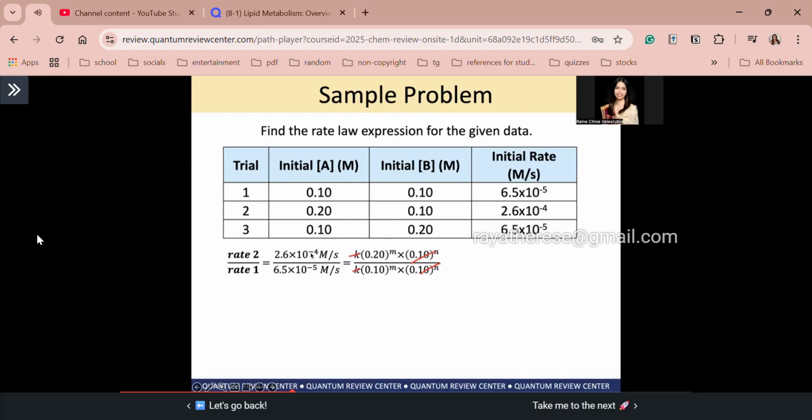So 2.6 times 10 to the power of negative 4 divided by 6.5 times 10 to the power of negative 5, we will get 4, diba? Tapos, tingnan nyo guys, 0.2 to the power of m divided by 0.1 to the power of m, that is equal to 2 to the power of m, diba? So, rate 2 over rate 1 is equal to 4, which is equal to 2 to the power of m.